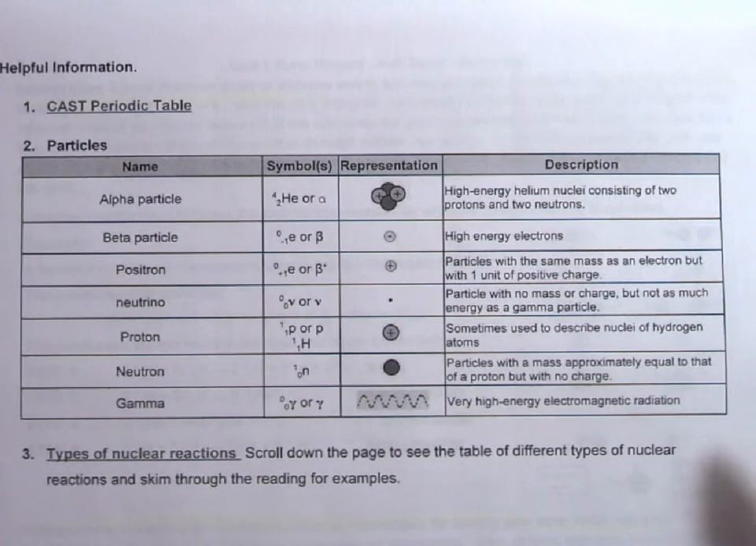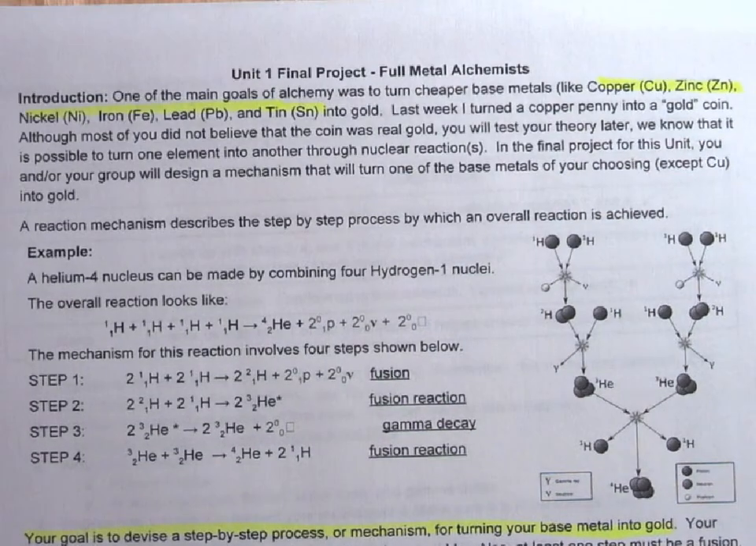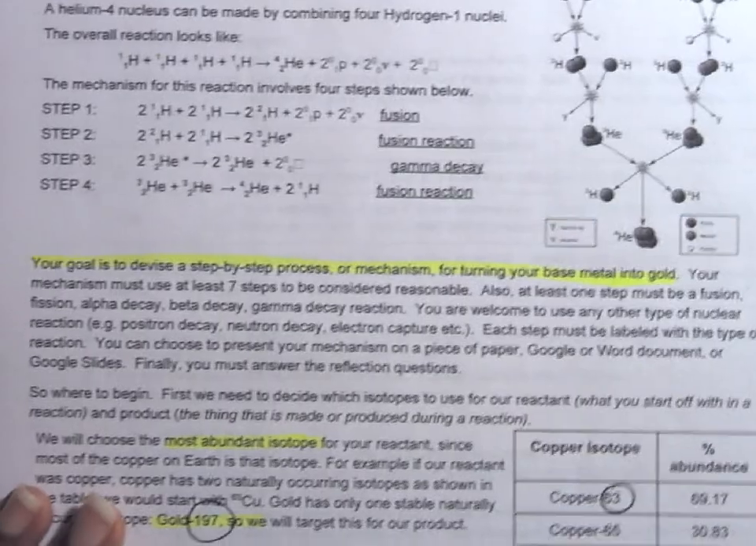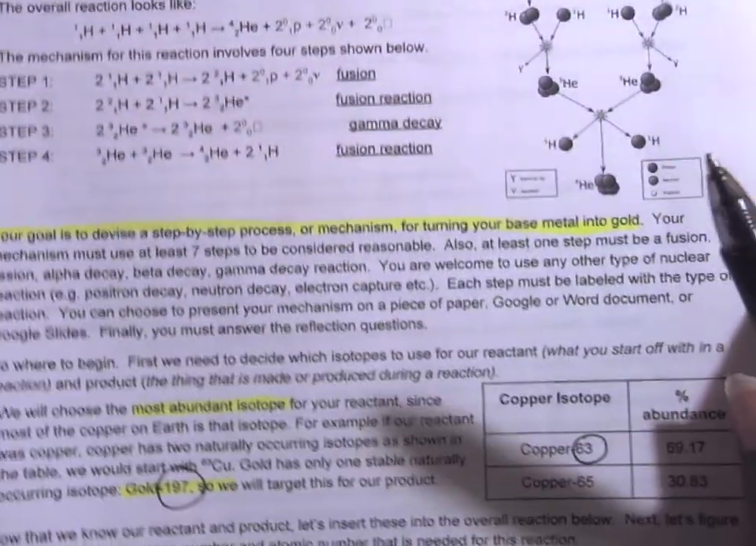Now, this project is an open-ended project. There is no right or wrong answer. As long as you're doing the things that I asked you to do: 7 steps, at least one from the 5 types of reactions that we've learned, starting with the most abundant isotope for the base metal that you choose, and forming gold-197. Outside of that, you can do whatever you want. So it's kind of an open-ended thing, which makes some people feel uncomfortable. So with that being said, I'm going to encourage you to continue to reach out if you need help.